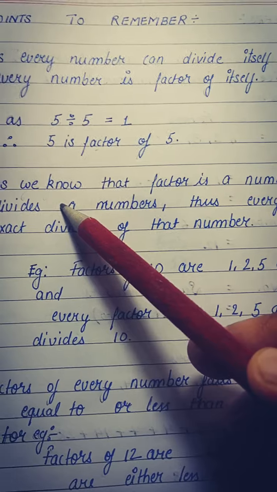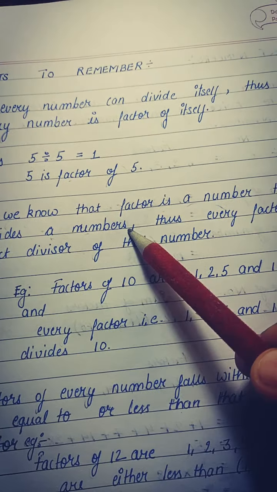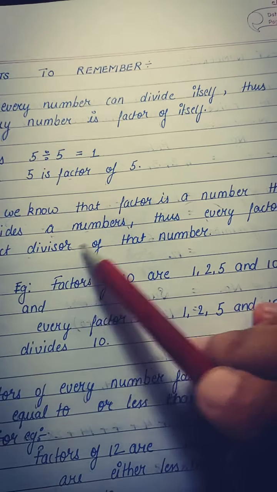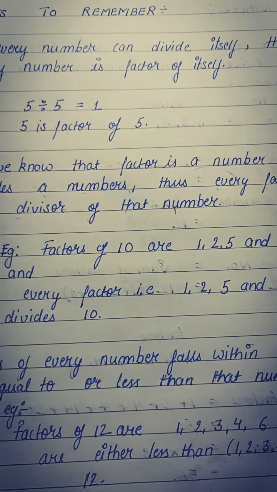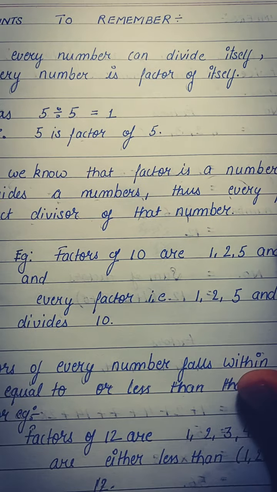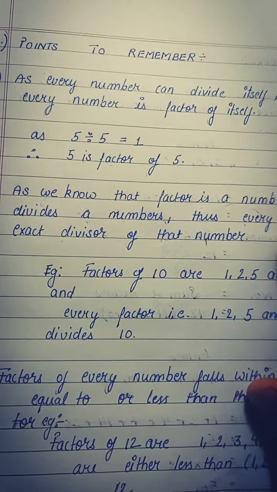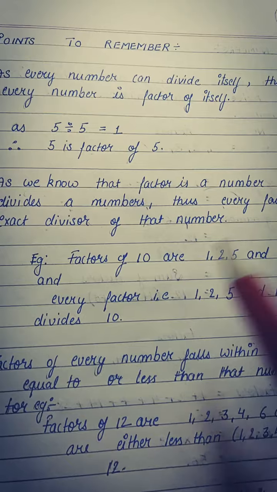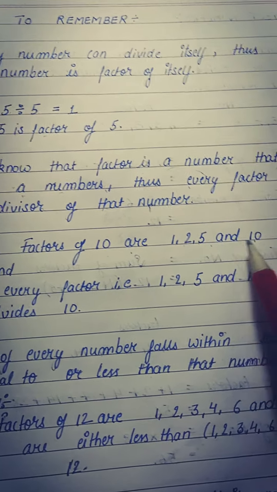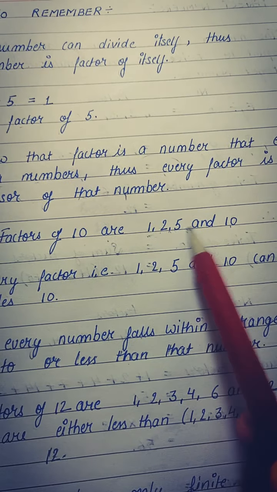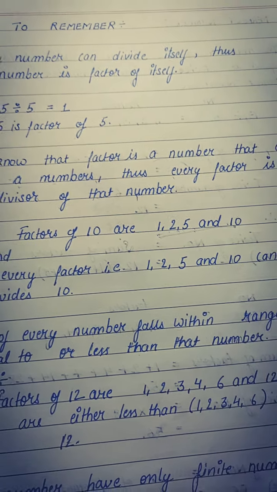Second rule: as we know, a factor is a number that exactly divides a number, thus every factor is an exact divisor of that number. Means every factor of a number is a complete divisor of that number. It will not leave any remainder other than 0. For example, the factors of 10 are 1, 2, 5 and 10. If I divide 10 by any of these numbers, I will always receive 0 as remainder.